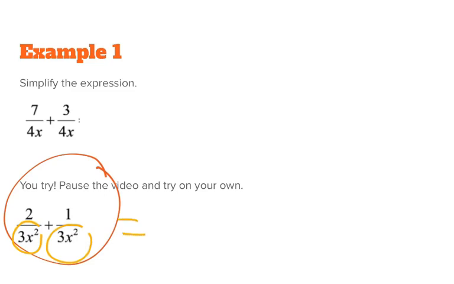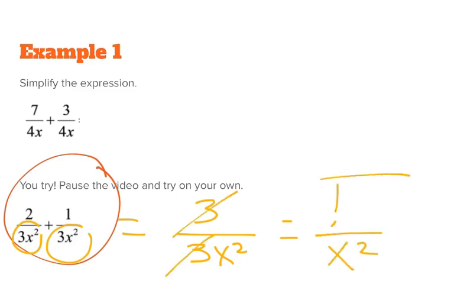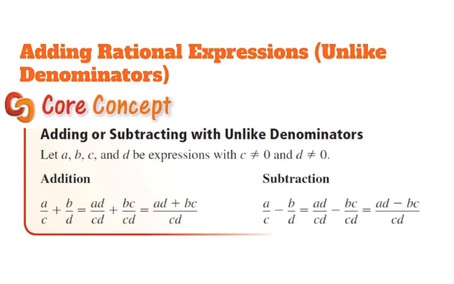All right, so checking this answer, since the denominator is the same, I don't have to do any work there, and I will add the top. 2 plus 1 is not 1. 2 plus 1 is 3. And I can reduce this. You can divide those 3's out and just write it as 1 over x squared and leave that as your final answer. Okay, so let's move on to what happens when you do not have common denominators.